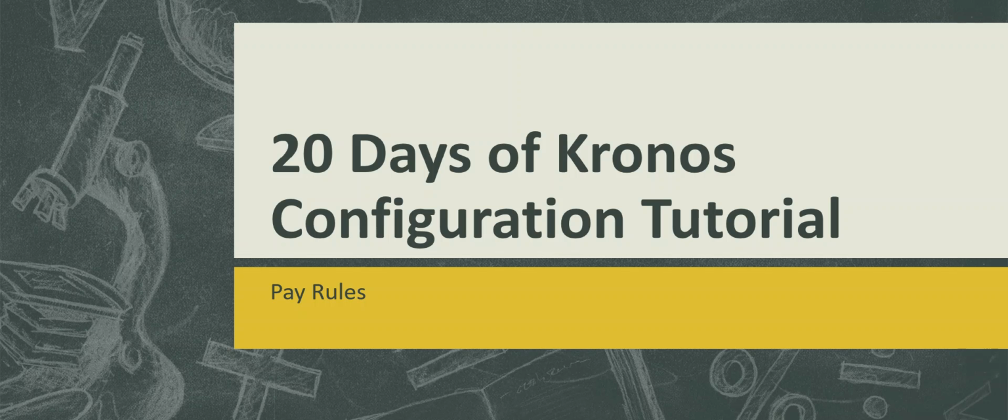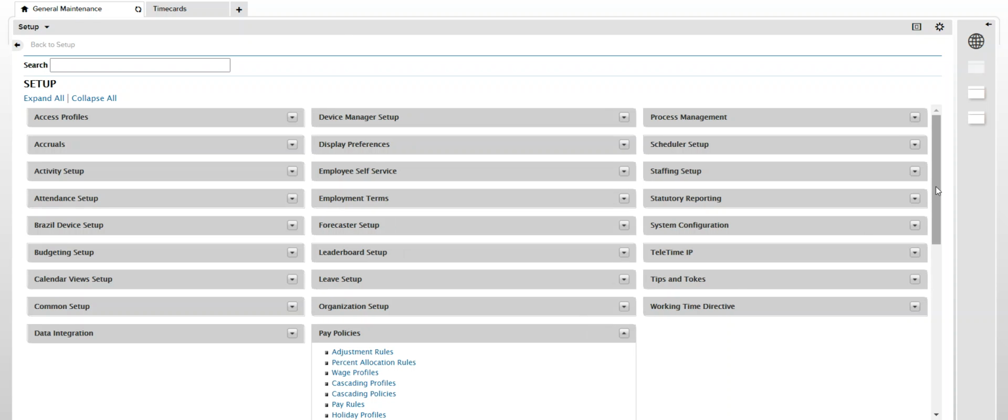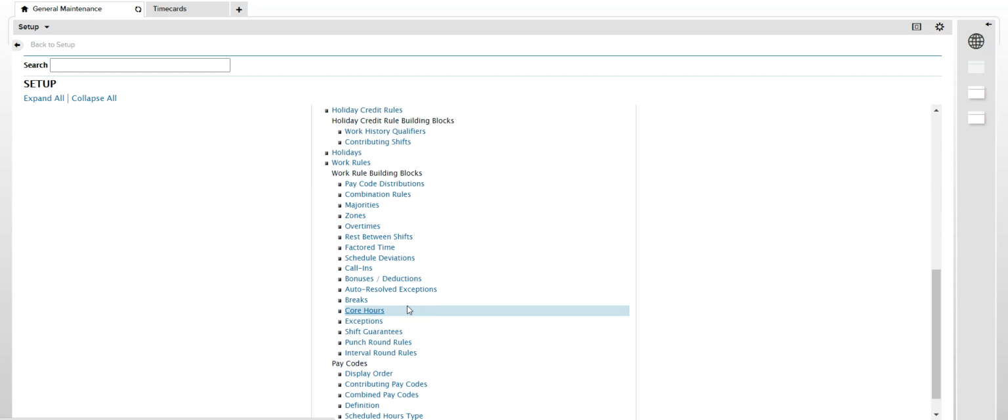That being said, let's get started and go straight into the application and see how we can configure break rule. So here we are in the application, and to go to the break rule, expand pay policies from your setup, and under the work rule building block, you have the breaks here.